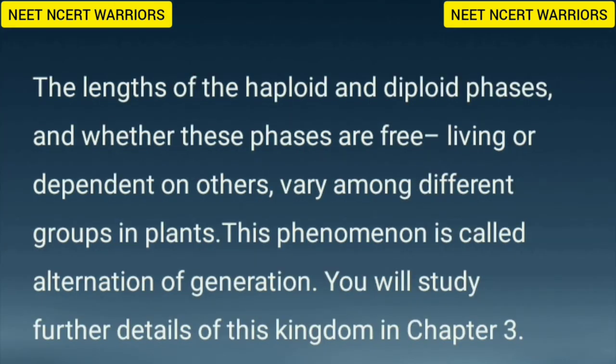The lengths of the haploid and diploid phases, and whether these phases are free living or dependent on others, vary among different groups in plants. This phenomenon is called alternation of generation. You will study further details of this kingdom in chapter 3.